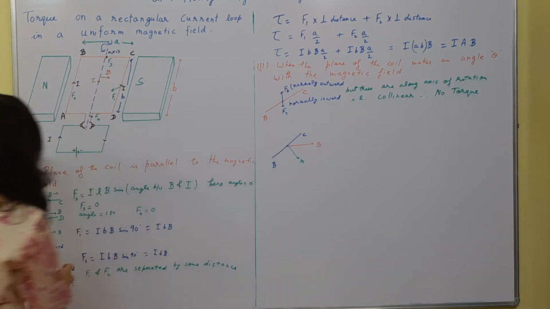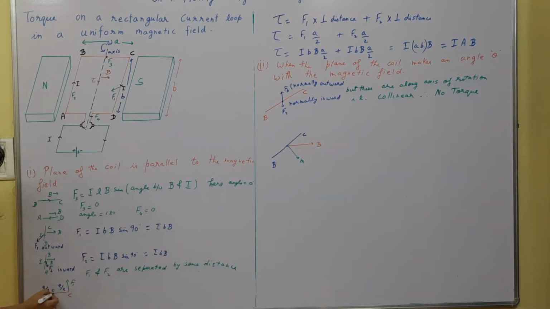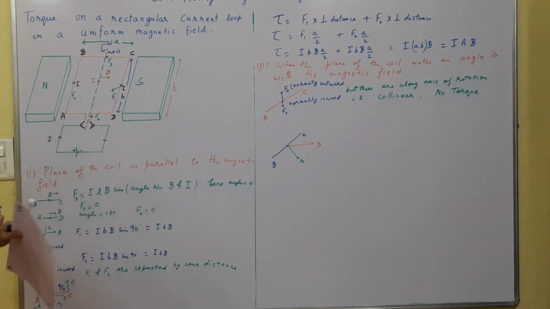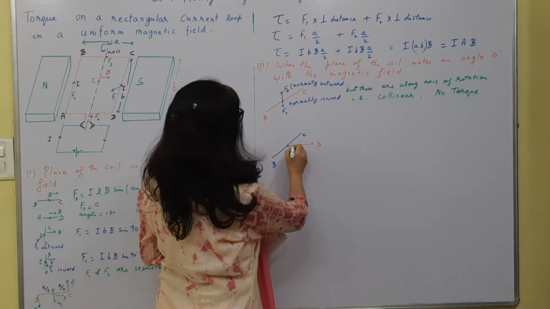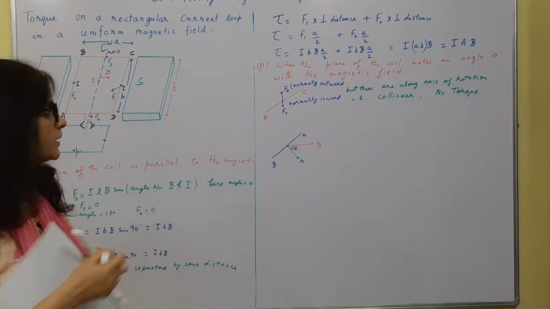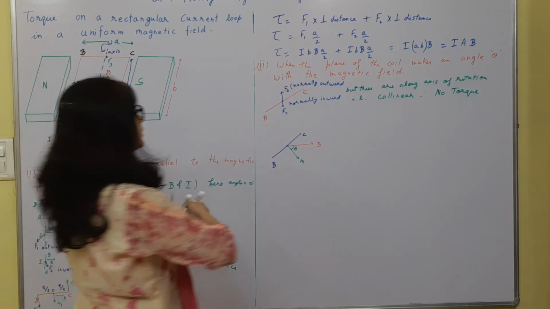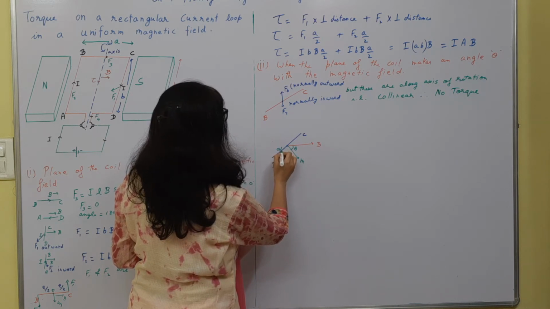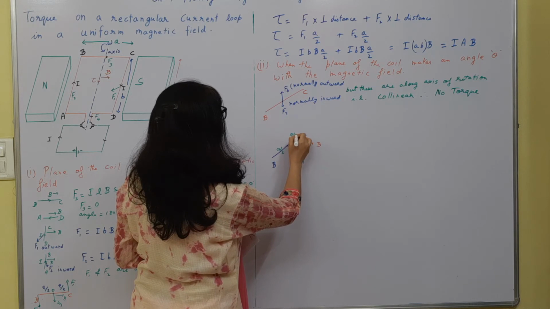In this diagram, the magnetic moment is in the direction normal to the plane of the coil, and the direction of the magnetic field was this way. So these were perpendicular before, but in this case the magnetic moment is making an angle theta with the magnetic field. Now this is A upon 2 and this is also A upon 2.